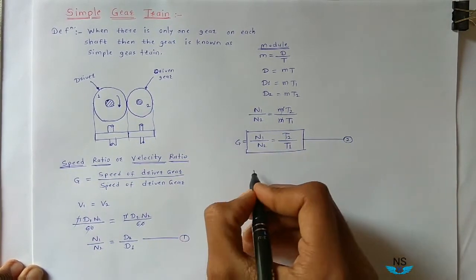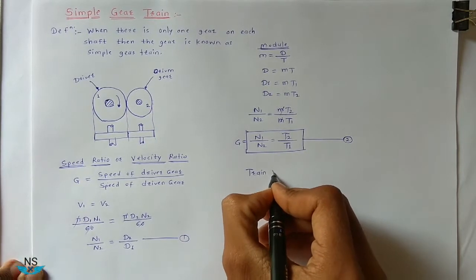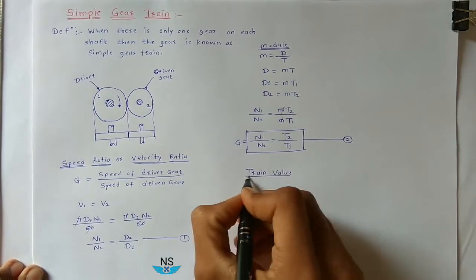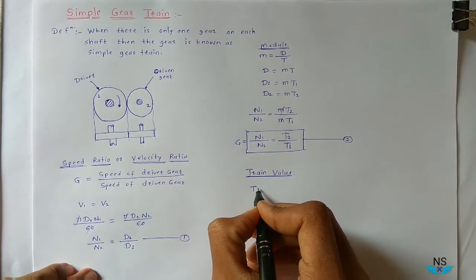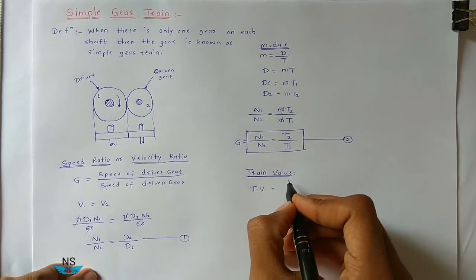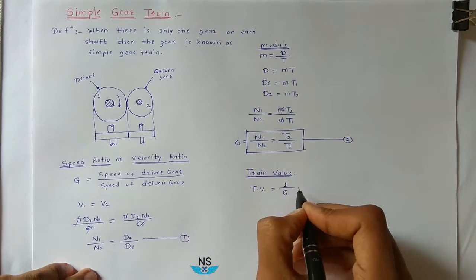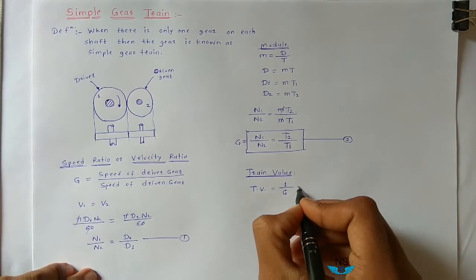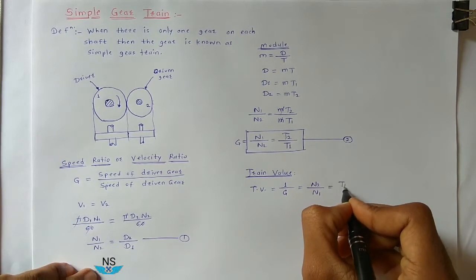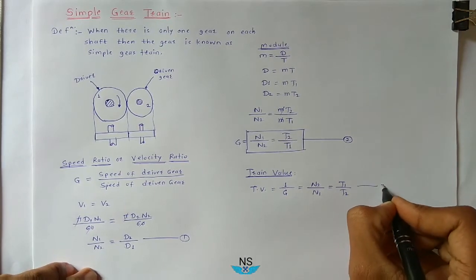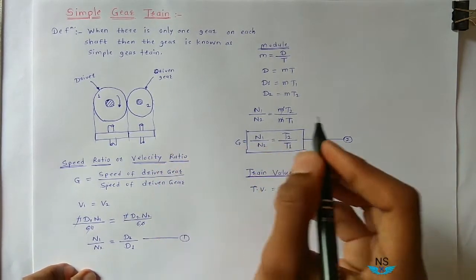So this is G. What is train value? What is the train value of a gear train? Train value is the reciprocal of speed ratio or velocity ratio. Therefore train value is n2 divided by n1, which is equal to t1 divided by t2. This is the simple gear train.